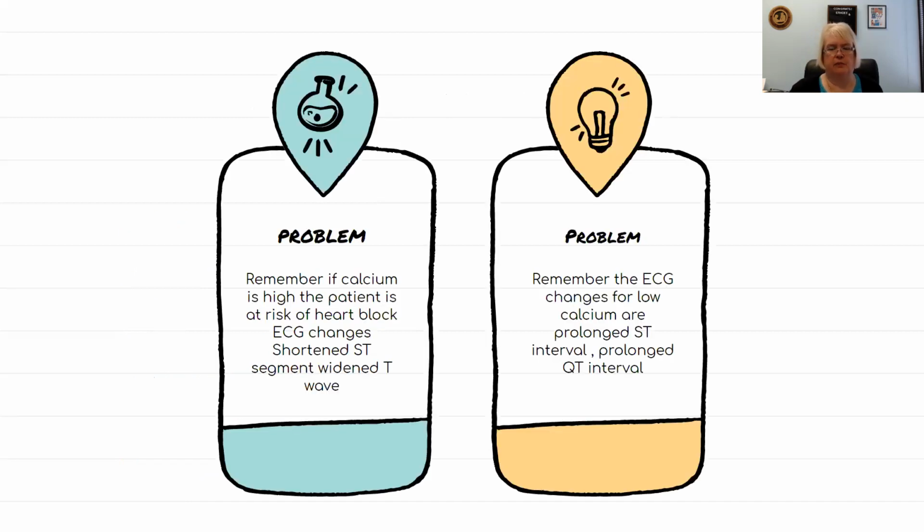Okay, so two problems that we need to be aware of. One, with calcium that's high, they're at risk for heart block. So the ECG changes that you're going to note are a shortened ST segment and a widened T wave. And then for low calcium, you're going to see prolonged ST interval and prolonged QT interval.